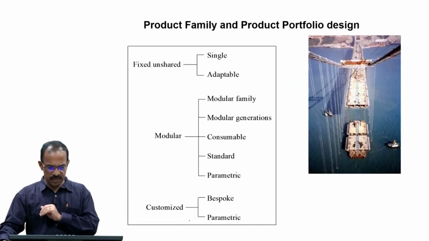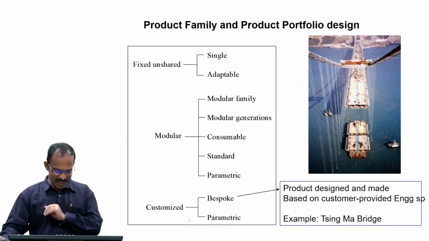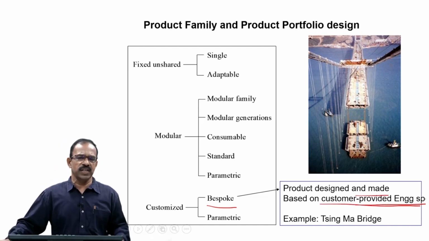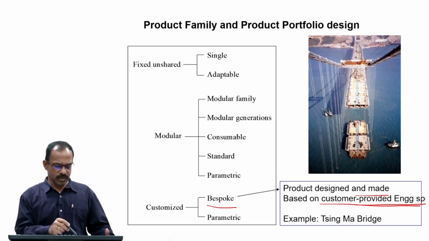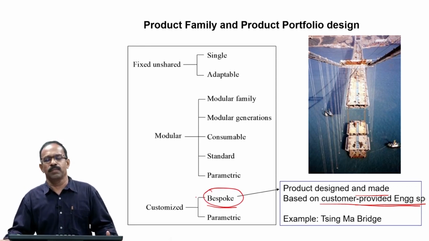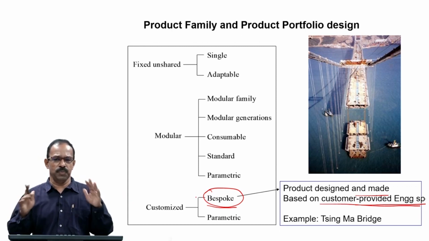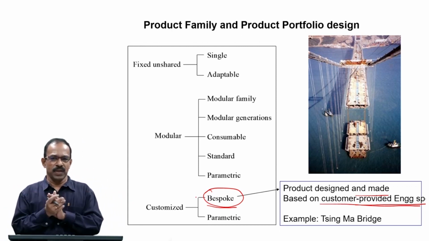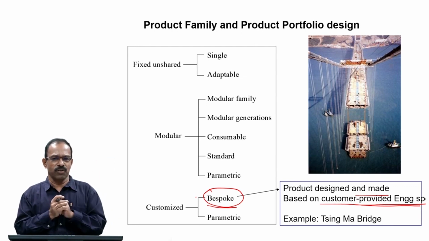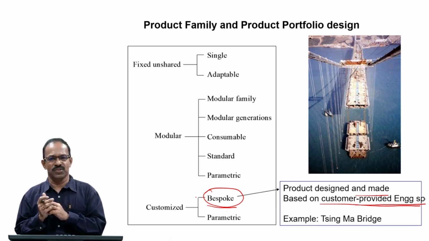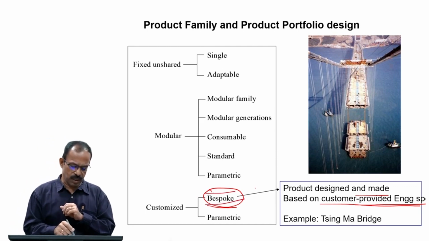In this one there are 2 types, one is known as the bespoke and the other one is the parametric. Bespoke is a product designed and made based on the customer's provided engineering specification. So, the engineering specifications are given by the customer, then you design the product accordingly and give it, and that is known as the bespoke product. These kinds of things normally happen in very high end products, or something like a fighter aircraft. A country wants a fighter aircraft with a specific requirement, and they will give all those engineering specifications to the company and tell them, okay, these are the specifications we are looking for, make one and give it to us. So, that is the customized design for a product, and that is known as bespoke design.